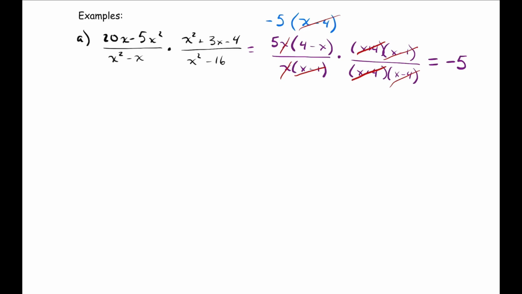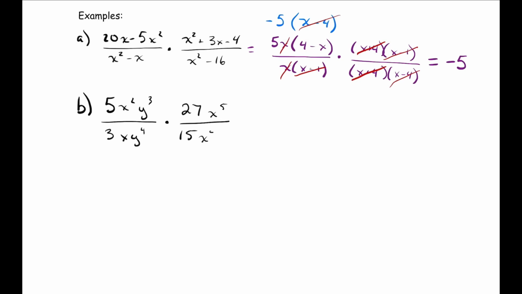This one is a little different than the last. So let's take something with multiple variables this time. So we have 5x squared y to the third divided by 3x y to the fourth, times 27x to the fifth divided by 15x to the fourth y.